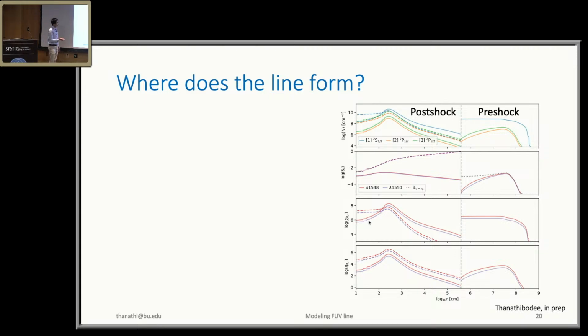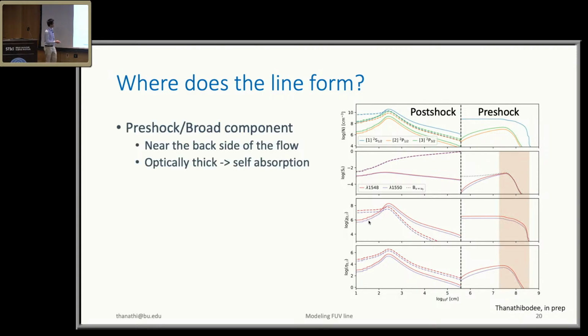So the question is then, where does the line form? For the post-shock in the broad component, higher velocity is coming from the pre-shock. It's near the backside. So here's the source function and the line opacity. So it's coming from where the source function peaks here, and even though the opacity is not very high compared to the post-shock, the physical size is big, so it gets optically thick and gets self-absorbed.